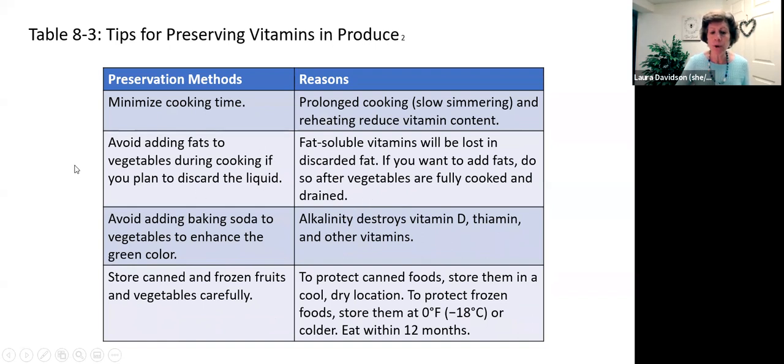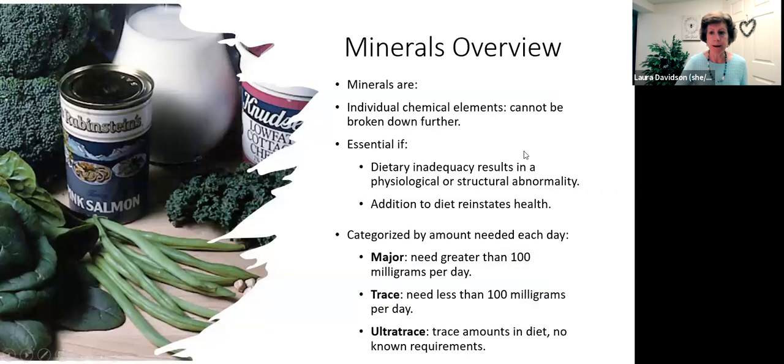You don't want to throw away the liquid in which you cook the vegetable because you're throwing away any vitamins that were leached out into that liquid. And you can see here also baking soda added to vegetables to make them greener destroys a few vitamins as well. All right, so we're going to talk a bit about minerals now in an overview fashion.